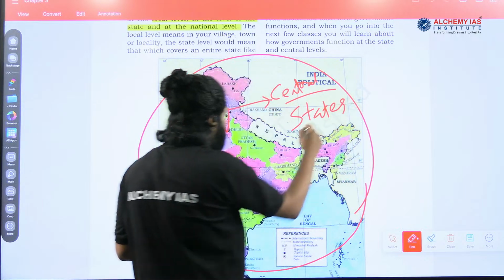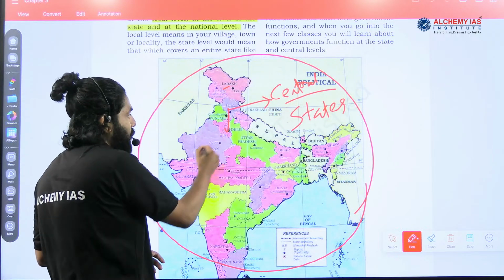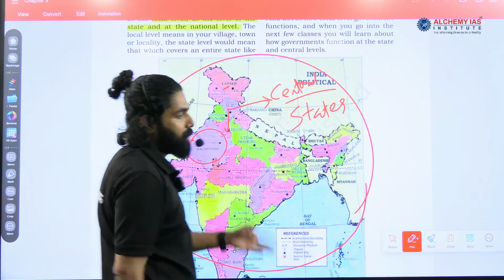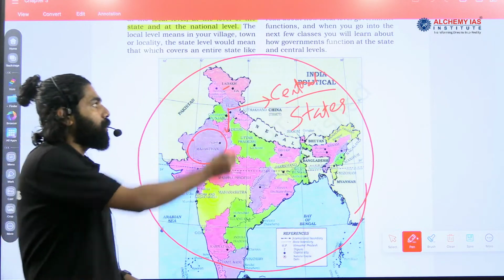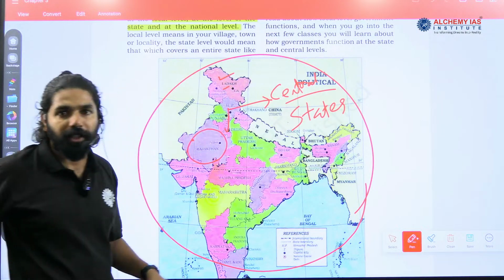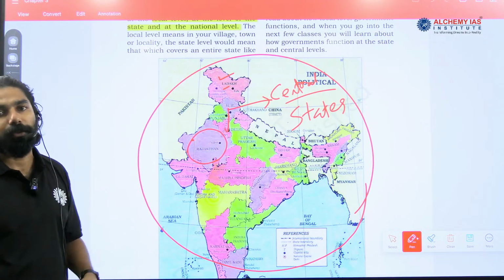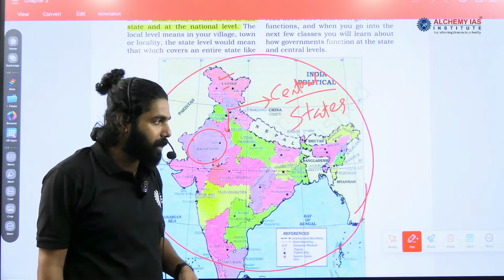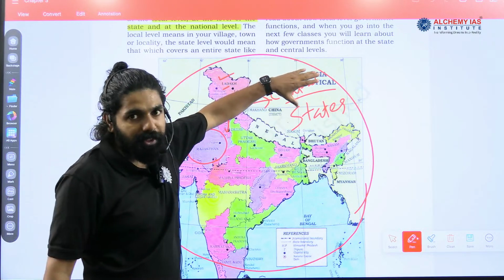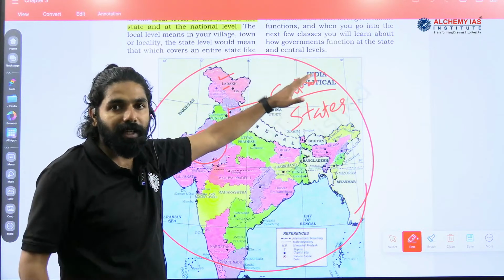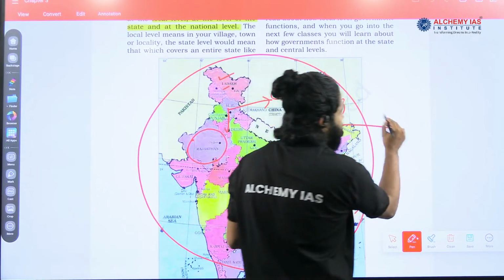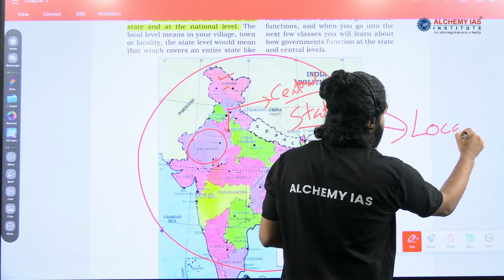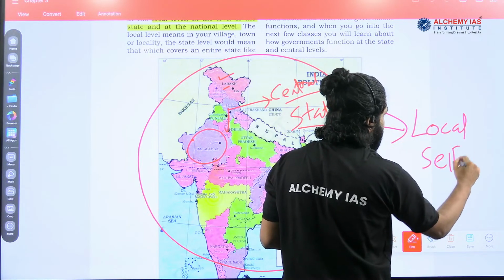We have states like Rajasthan, Gujarat, Maharashtra, Bihar, Kerala and Tamil Nadu. Other than the states, we also have union territories like Ladakh, Jammu and Kashmir, and Delhi is also a union territory. When we consider the levels of government, we have the central level, the state level, and also the village level, the local level, where we have local self-government in India.